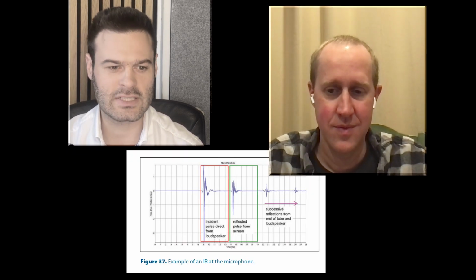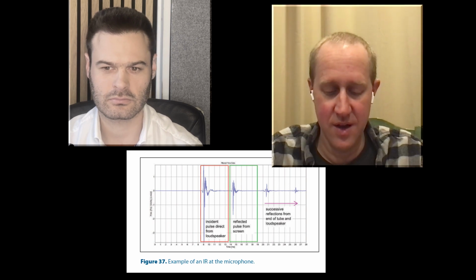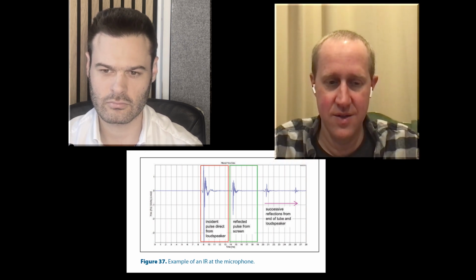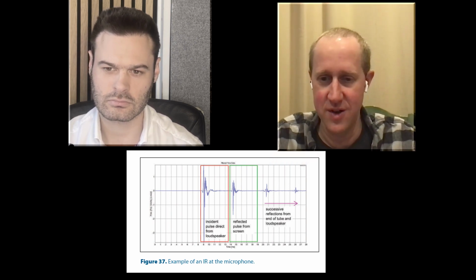So we can see that the speaker that you used has an impulse response. We put the screen in play, and there are secondary, tertiary impulses. So we're getting a reflection from the screen, then back off the speaker through the screen again, or where are these impulses coming from?